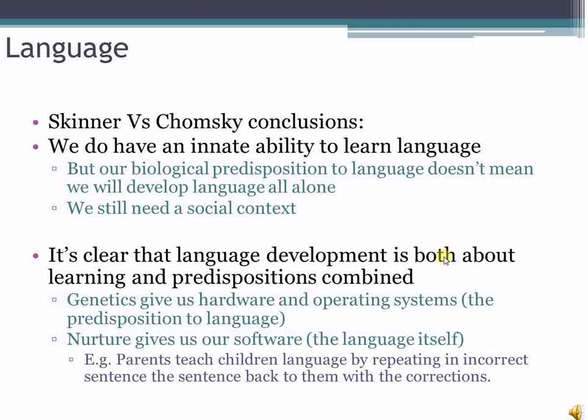And the idea here is that genetics give us the hardware, the predisposition, and then our environment gives us the software that we need to learn language.